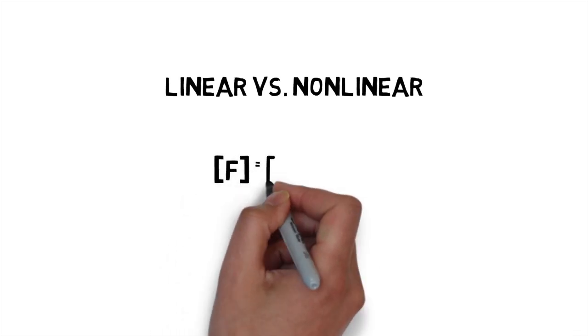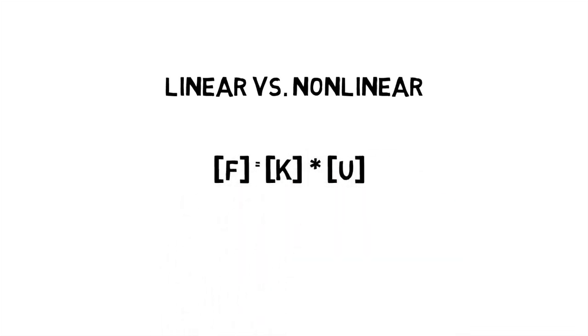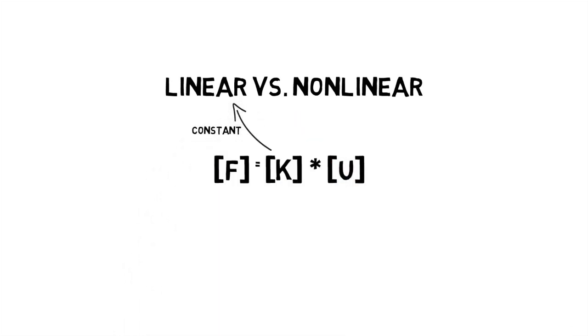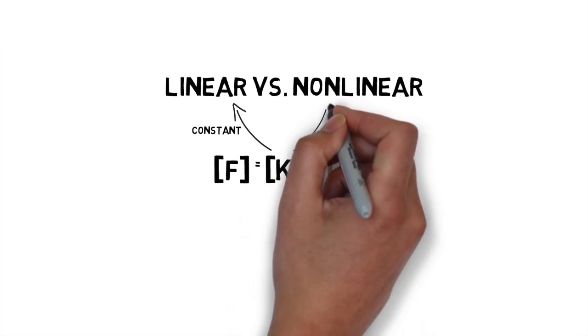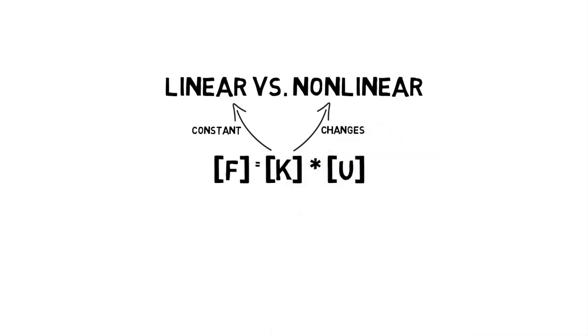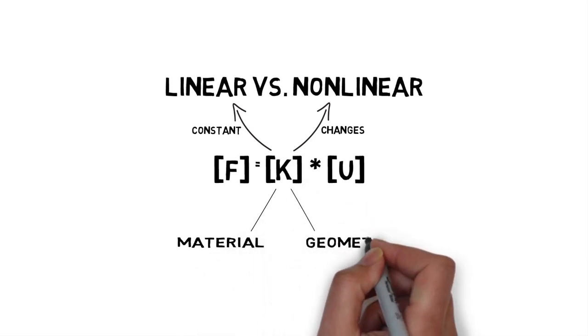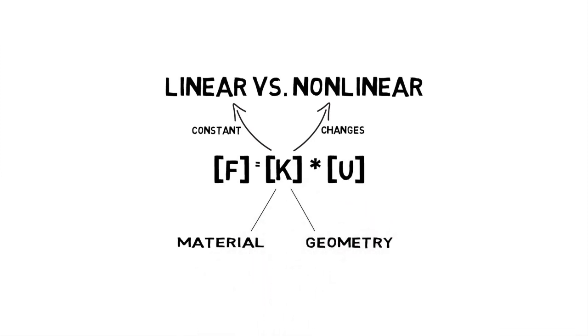The basic equation used in finite element analysis is force equals stiffness times displacement. In a linear analysis, the stiffness matrix is constant, and so as long as this represents our problem, we're okay with the linear assumption. But if the stiffness changes during loading, a linear analysis is no longer valid. Now, the stiffness matrix is dependent on both material and geometry, and so these are the two main sources of nonlinearity that we need to look out for.